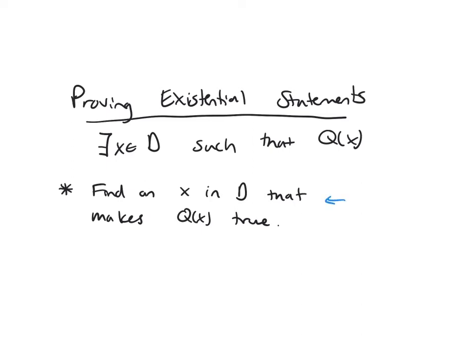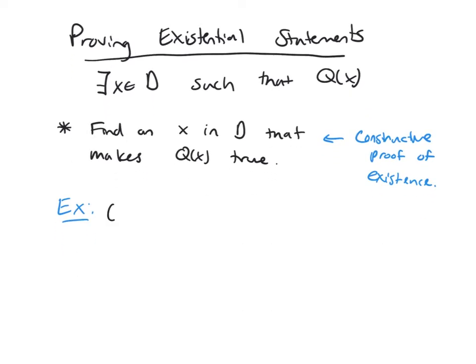This method is called a constructive proof of existence, because you're actually constructing this value of x and showing that such an x exists. So let's look at an example here.